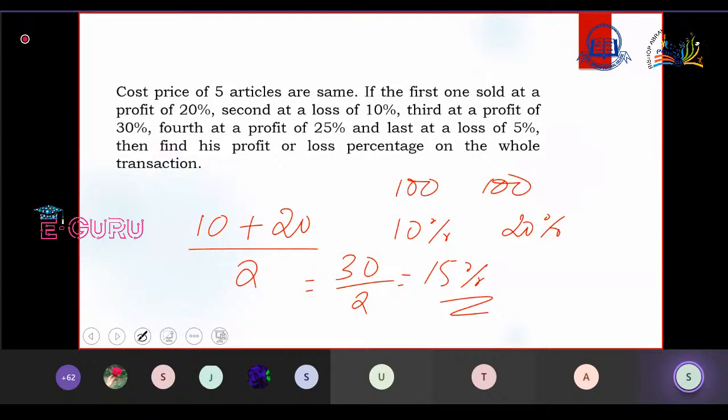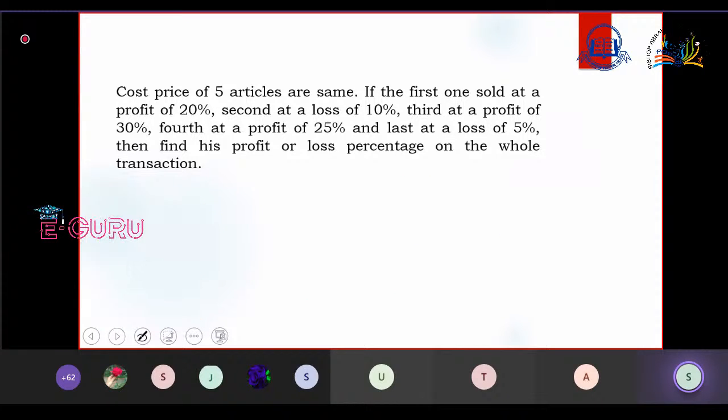If instead of profit it is loss, instead of addition you need to do subtraction. That's it. So this theory we can apply here as well. Then here 5 articles, that means 5 transactions are there. So finally what we need to do? We need to divide it by 5.